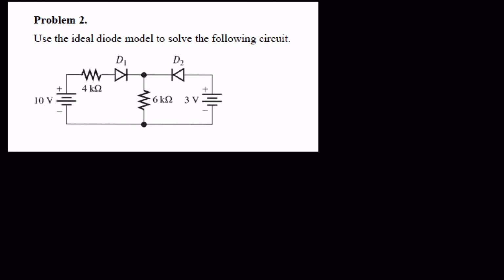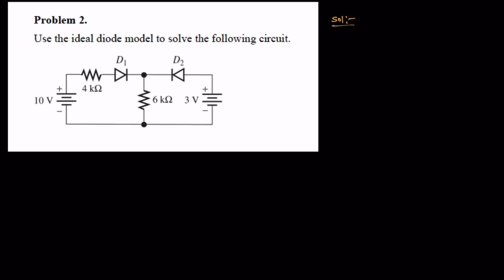Hello friends, this is another basic problem on diode circuit analysis. Here it is given that both the diodes are ideal diodes, and it is asking us to solve the following circuit. That doesn't mean we have to calculate the currents flowing through D1 and D2. We simply need to find whether the diodes are in a conducting state or a non-conducting state, simply on or off. So let's see how to solve this kind of problem.